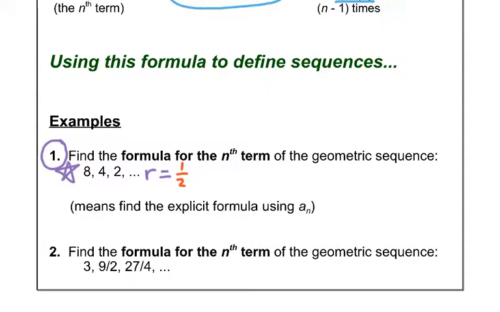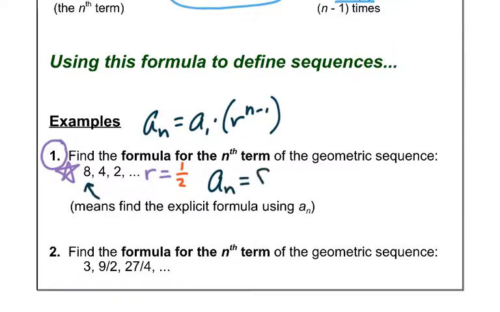All right, I need my a sub n formula for this. So up above, we learned that a sub n is a sub 1, the first term, times my ratio, raised to the n minus 1 power. Let's try it for this one. All right, how about a sub n equals a sub 1, which is your first term. That would be 8 times your ratio, which we said is 1/2, and raised to the n minus 1 power.